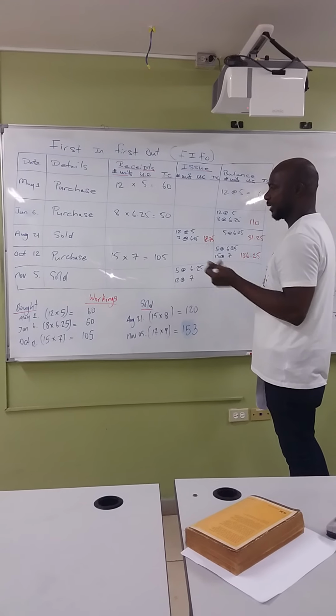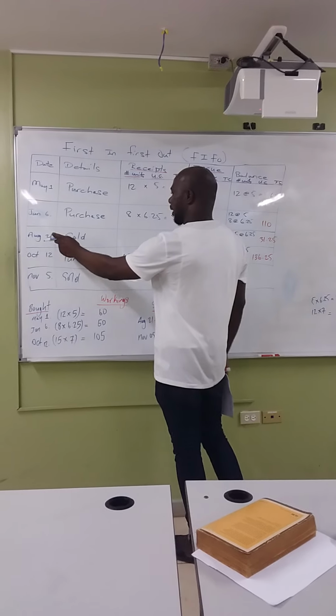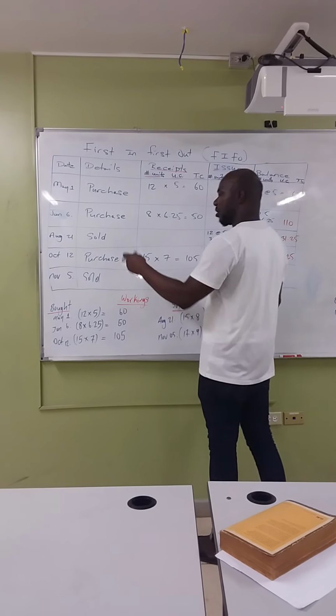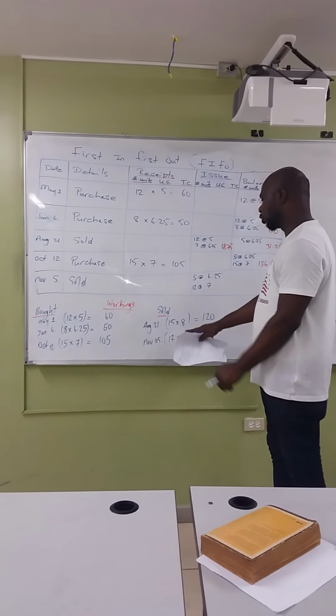Need to pay attention now, get particularly interested. Next we have our August 1st, because August, of course, comes before October. So what happened on August 1st? We would have sold goods.